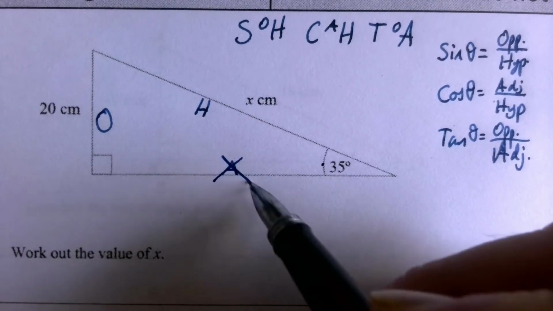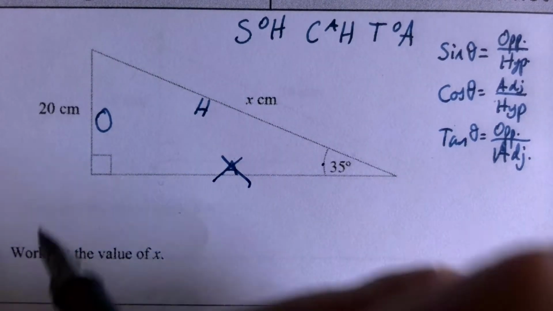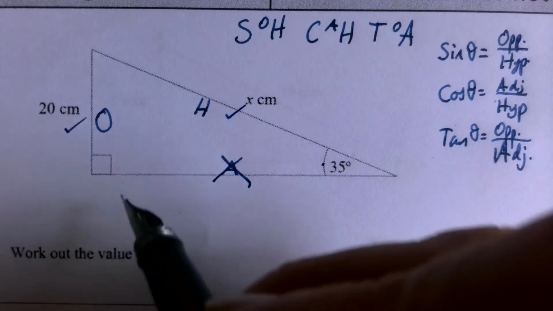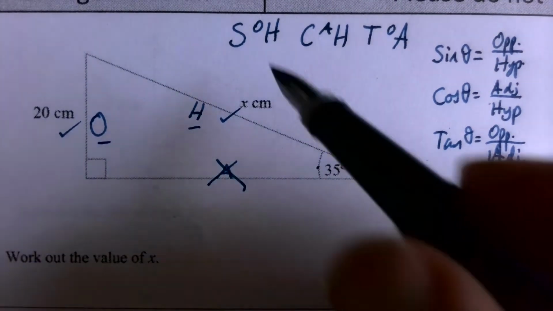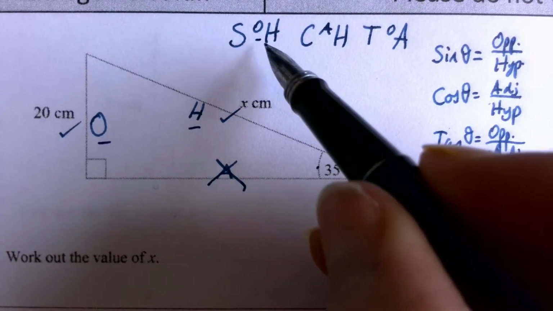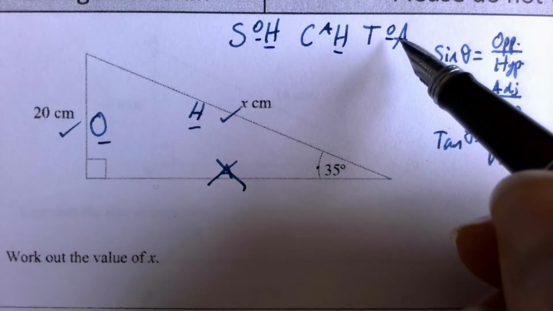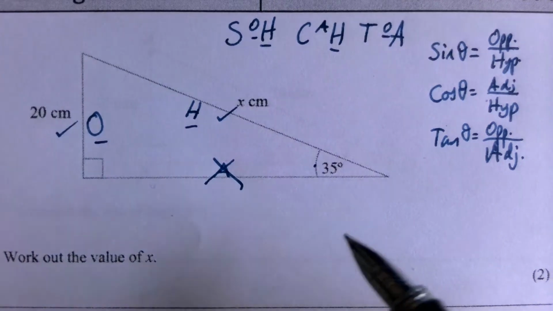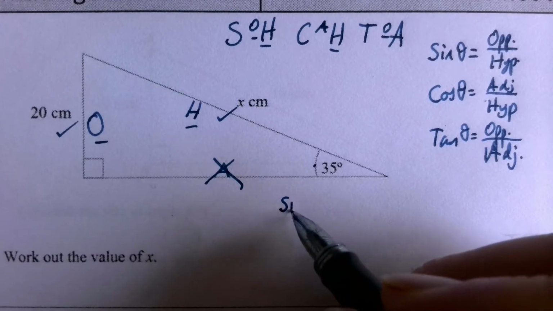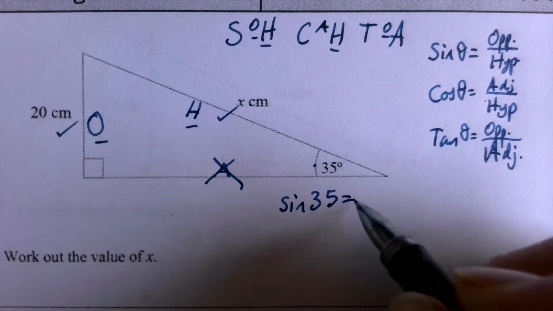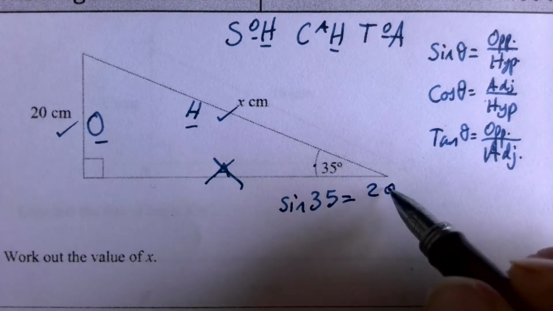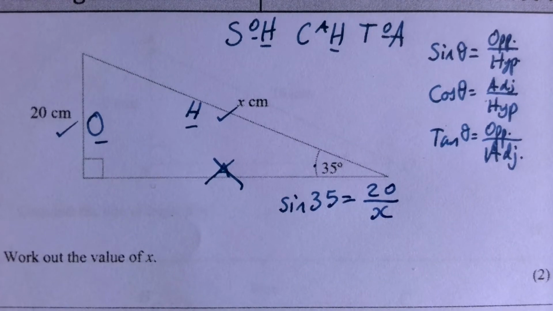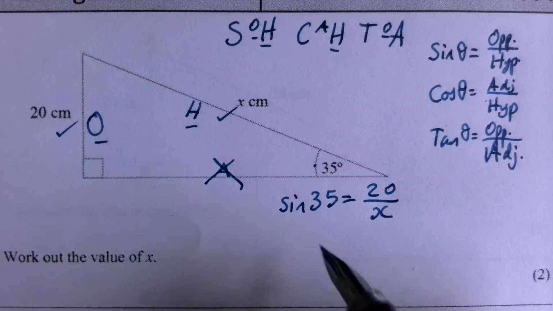Now we don't want the adjacent, and we're not told what it is. We know the opposite, we want the hypotenuse. So that means we're dealing with the opposite and the hypotenuse. Now you look at SoH CaH ToA, and the opposite and the hypotenuse are involved in just one of ToA, just one of CaH, but both of SoH. So we're going to be using SoH. So we can say sin of the angle, 35, is equal to the opposite, which is 20, over the hypotenuse, which is x.